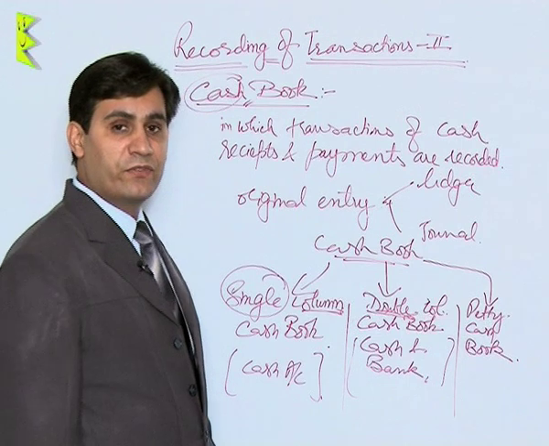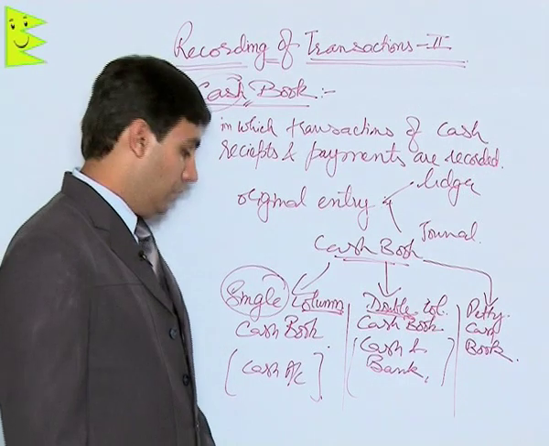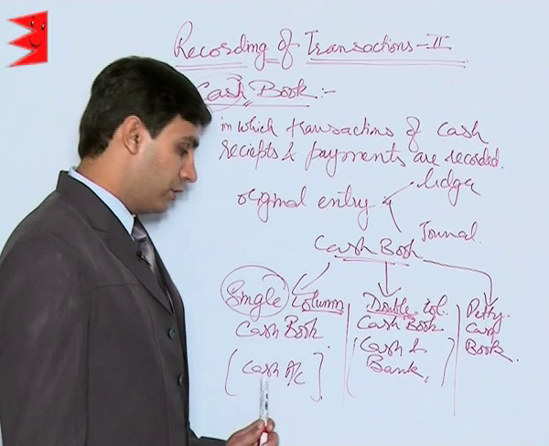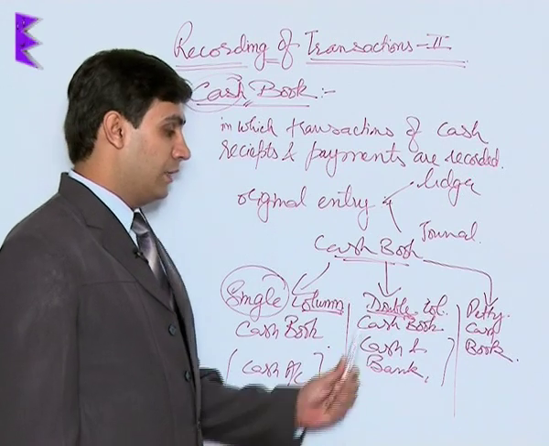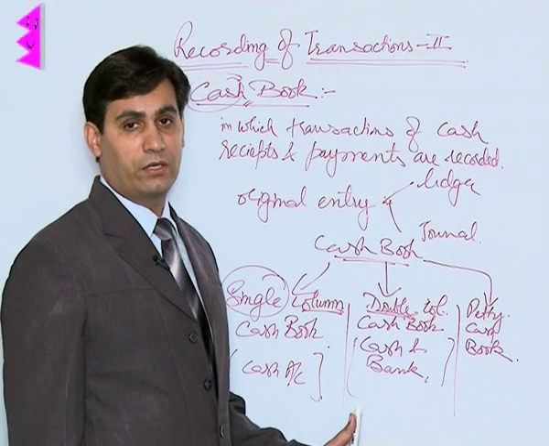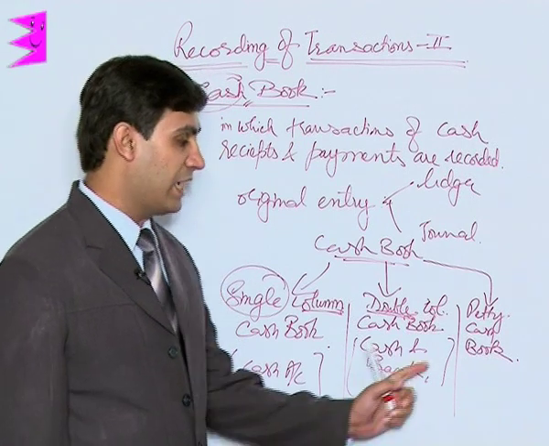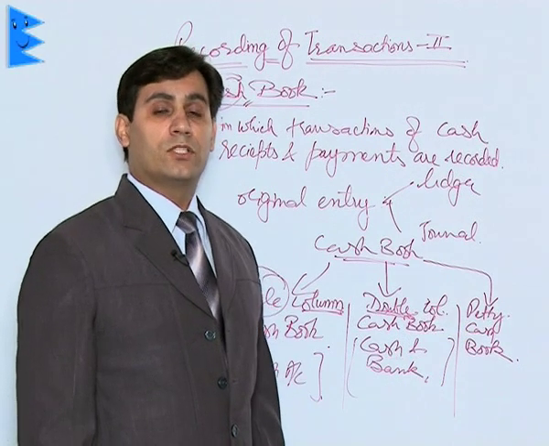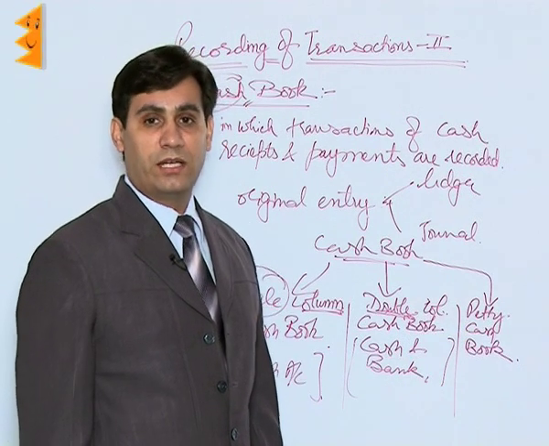So now there are three types of cash books that we will study in practical also. One is single column cash book, in which only the transactions related to cash are recorded. Then we have double column cash book, in which transactions related to cash and bank are recorded. And lastly, we have petty cash book, in which transactions of small, petty nature are recorded.